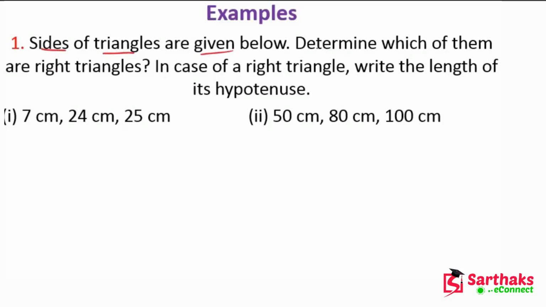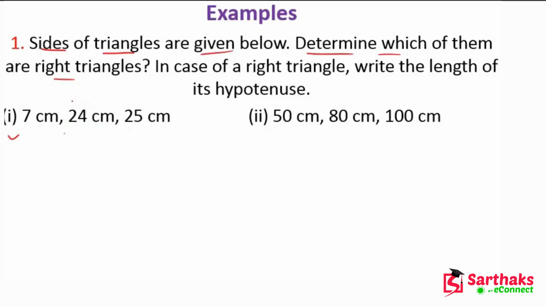We have sides of a triangle. So determine which of them are right triangles. Means we have to find whether these are the sides of a right triangle or not. In case of a right triangle, write the length of its hypotenuse. So in case the sides satisfy a right triangle, we have to identify the length of the hypotenuse. Okay, so the first question has 7 centimeter, 24 centimeter and 25 centimeter.